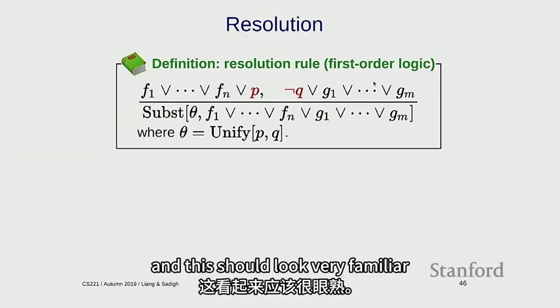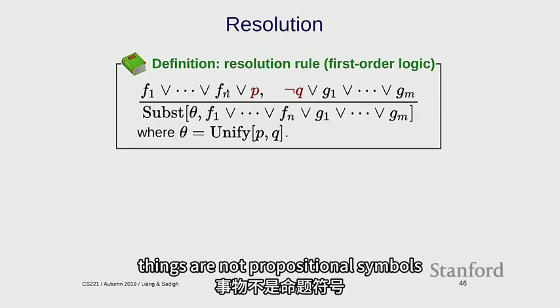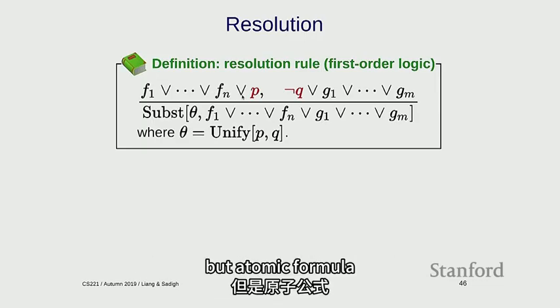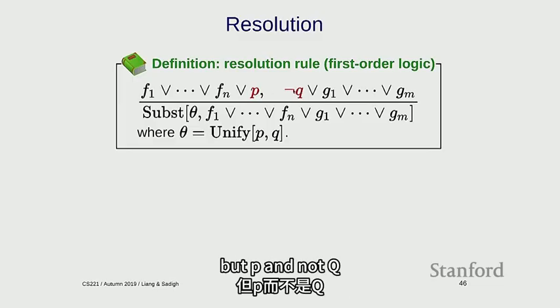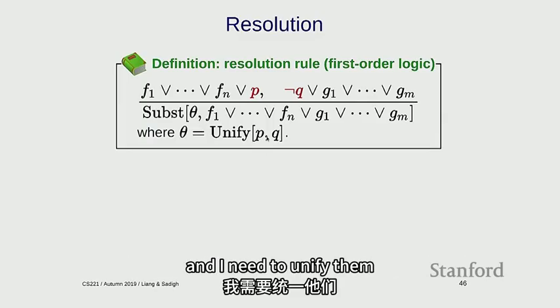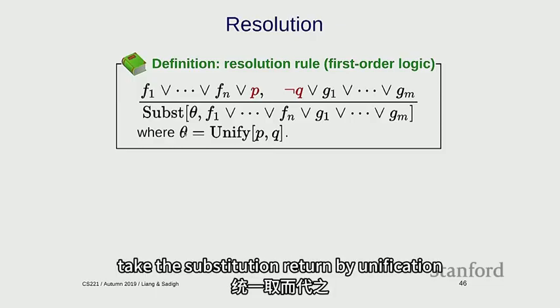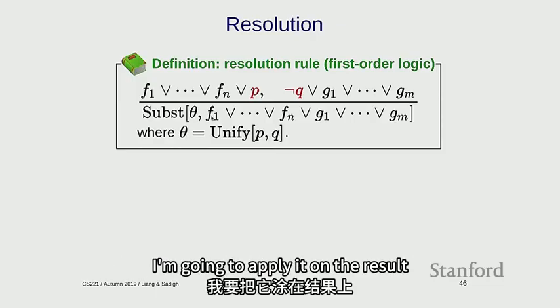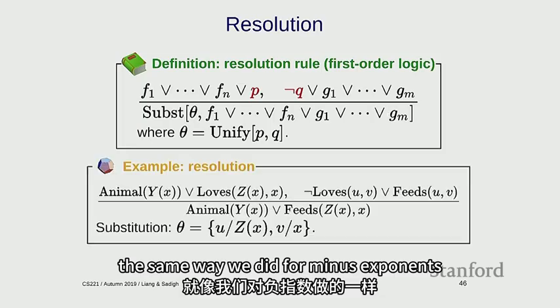And this should look very familiar. It's the same resolution rule as before, but now all of these things are not propositional symbols, but atomic formulas. And now this is not P and not P, but P and not Q. And because these in general might be different, I need to unify them. And then I would take the substitution returned by unification, and apply it on the result. It's the same way we did for modus ponens.